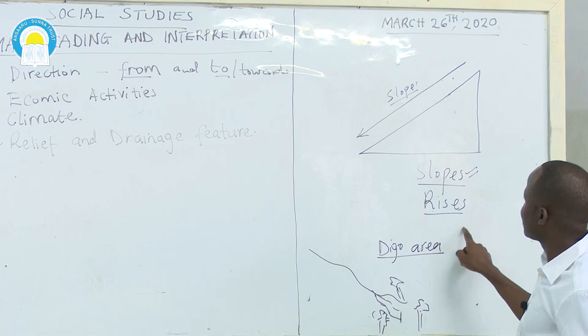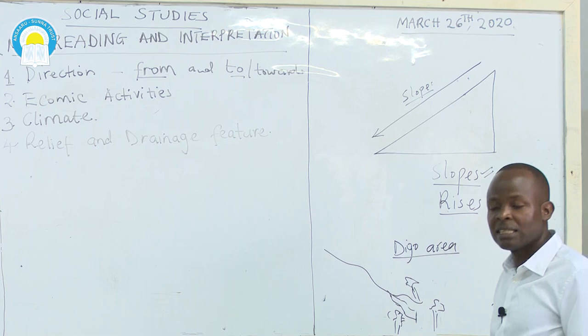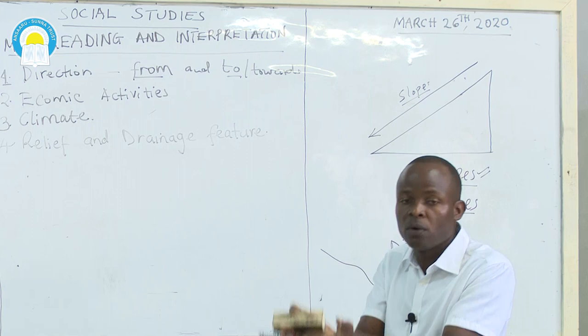Rises is now the opposite. You are going the opposite direction. Something that is rising should rise from the lowest area to the highest. So in this case, if you are given the altitude, well and good.